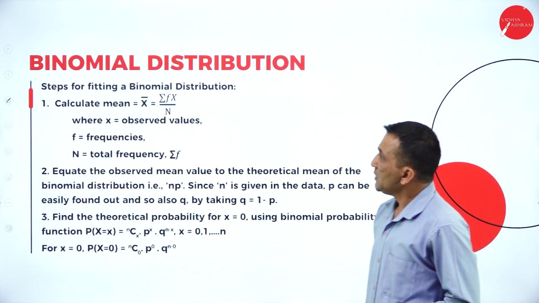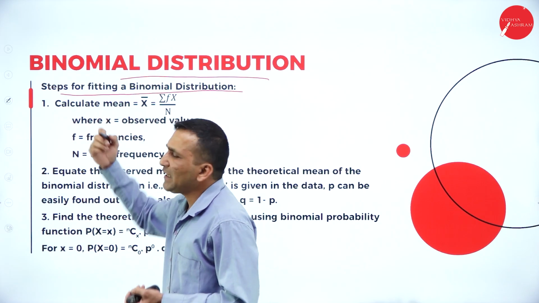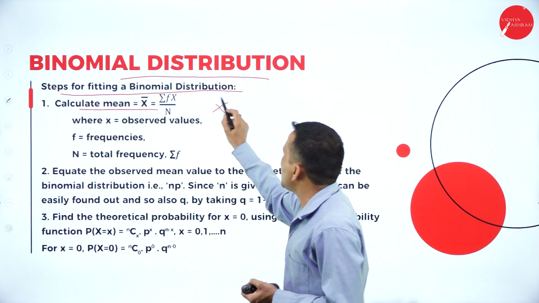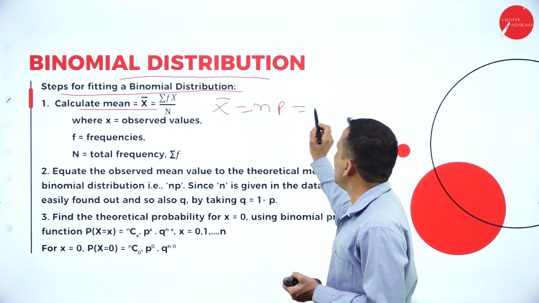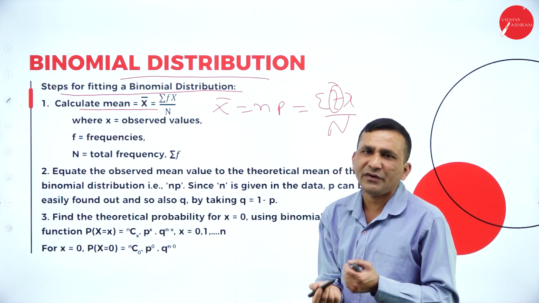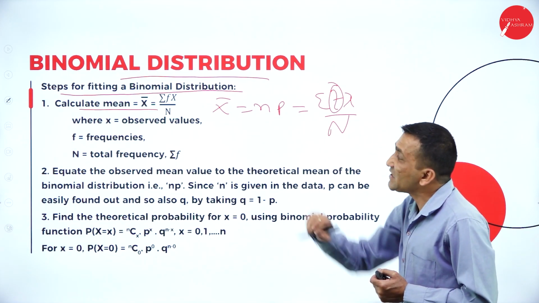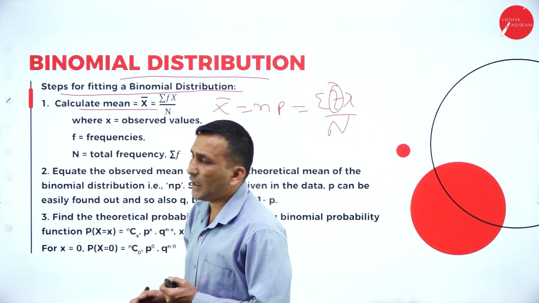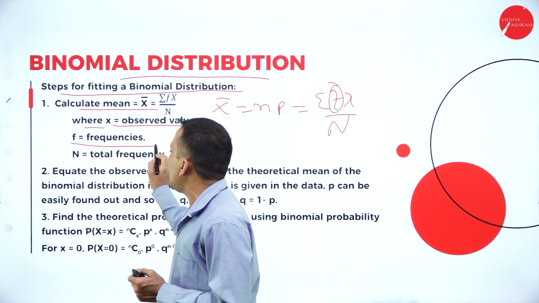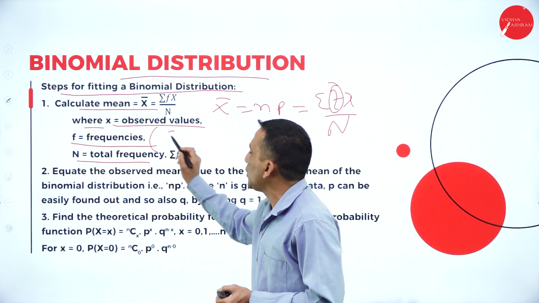Number of outcomes. Now, binomial distribution: what are the steps to be followed to fit a binomial distribution? First, calculate the mean. In the binomial distribution, x bar is equal to np, and np is equal to sigma fx divided by capital N. With the help of the observation frequency and the x series, which are given in the question, we find the x bar value, which is very important for fitting a binomial distribution. Here x is the observed value and f is the observation frequency, both given in the question. N is the total frequency.